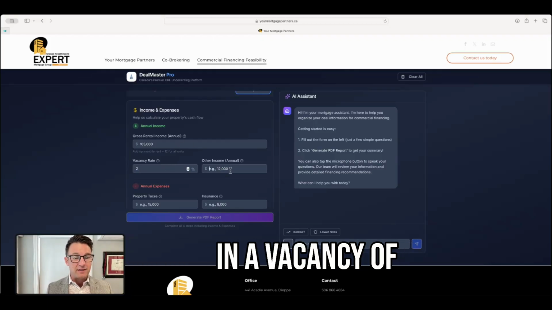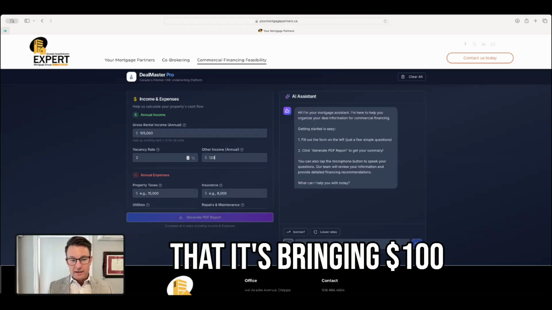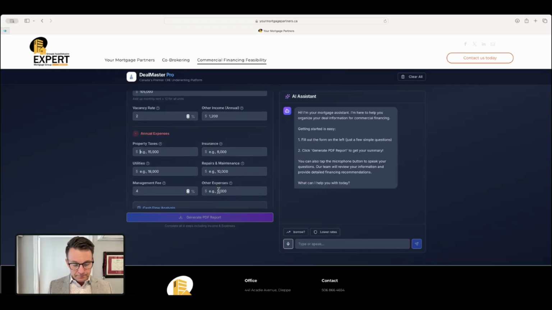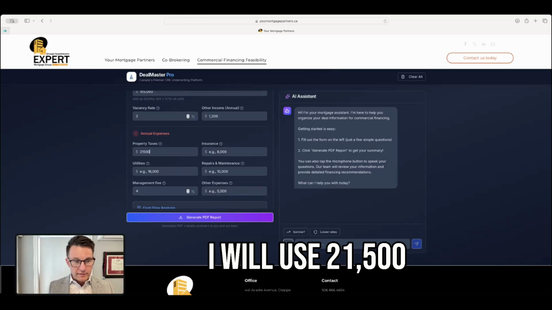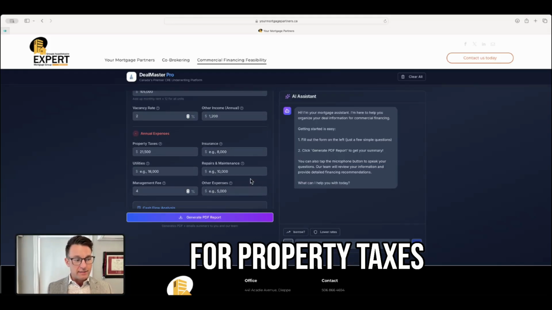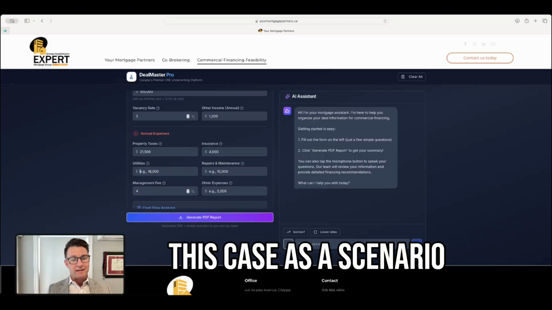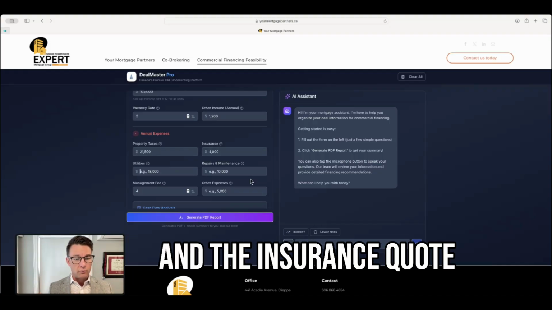So I'm going to put in a vacancy of 2% for that market, and I'm going to say that it's bringing $100 per month in laundry income in this case. I will use $21,500 for property taxes. The insurance, I will use $4,000. I got a quote from the insurance company in this scenario, and the insurance quote was $4,000.